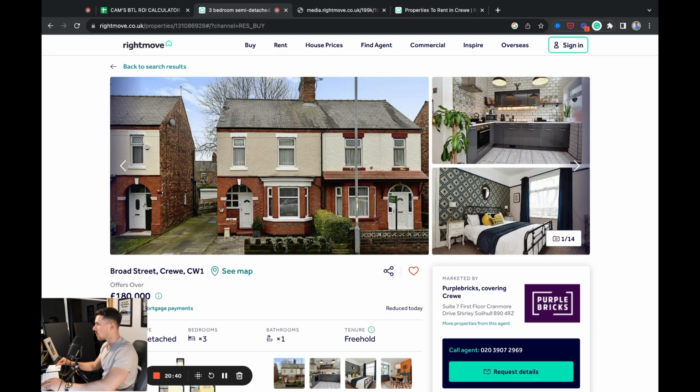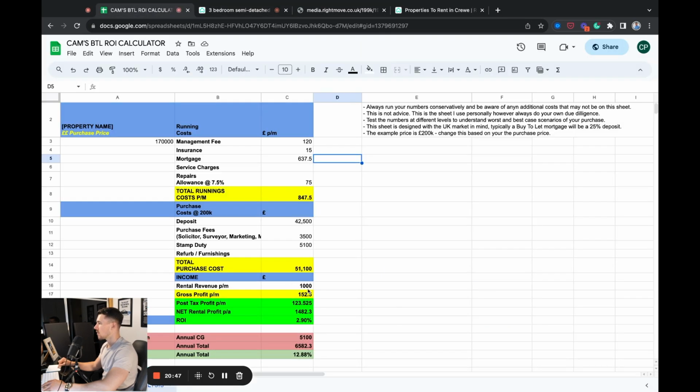I think there's a good chance that we could get to 1,050. We could increase that rent by about £50 per month. So let's see what the numbers say when we do that. Again, I don't want to go too aggressive here because we need to be conservative with our numbers still. But let's say we put that into 1,050.